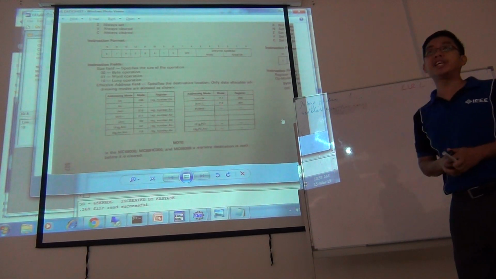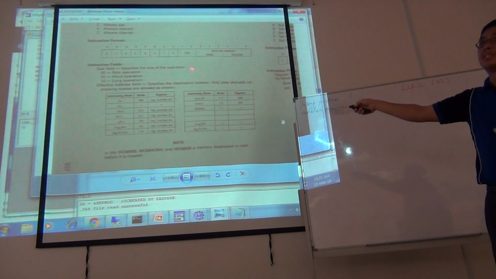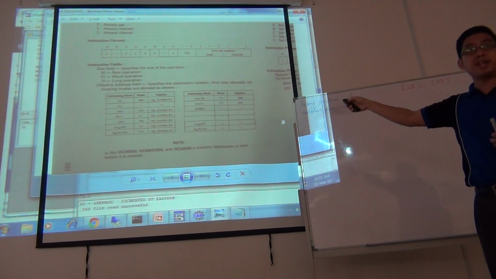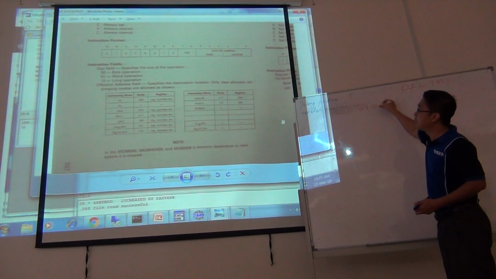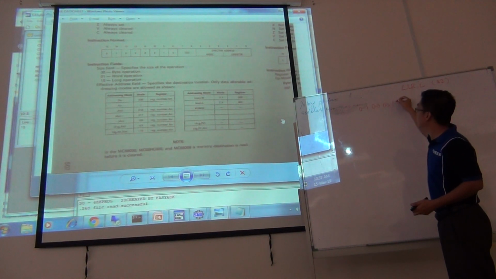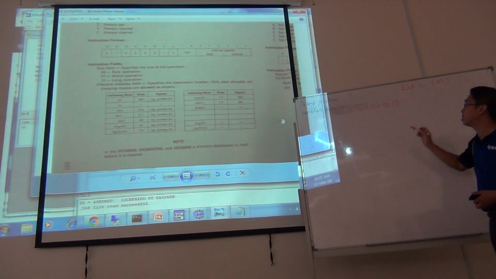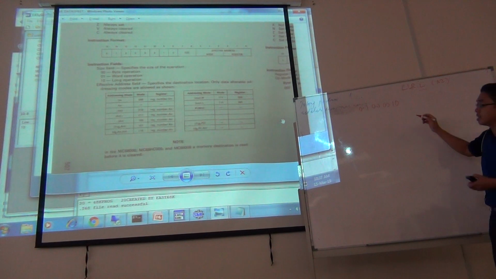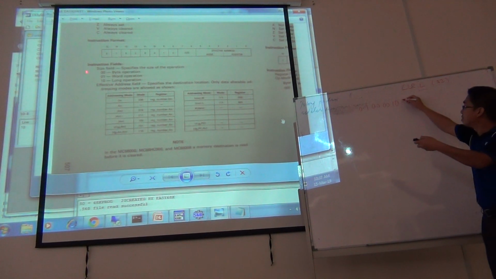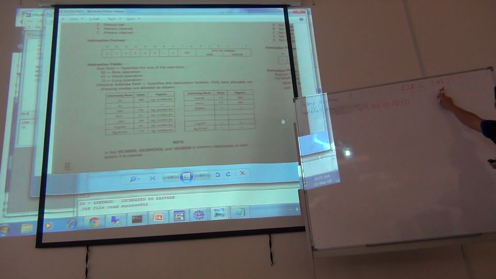Okay, now look at the instruction code again. This is the same one. 0, 1, 0, 0, 0, 0, 1, 0. Size now is long. Long means what? 1, 0. Long means 1, 0 here. This is the command for indirect.